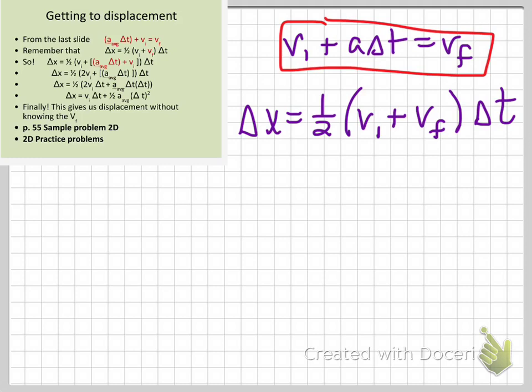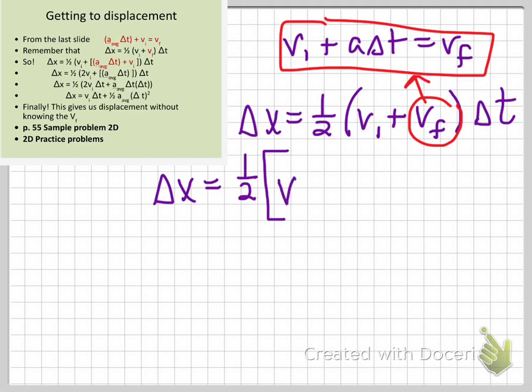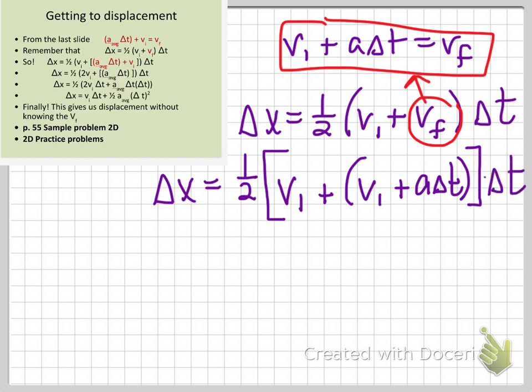Well, guess what? I have VF here. I have an expression for VF there. It's only going to be ugly for a second, folks. It'll get better. So we're going to jam that in there sideways. Delta X equals 1/2. And I'm going to use brackets and parentheses to clarify. VI plus the quantity, VI plus A delta T, close parentheses, close brackets, all times delta T.